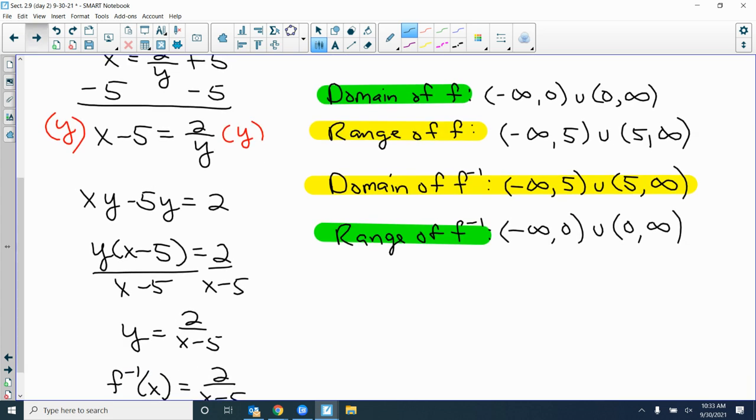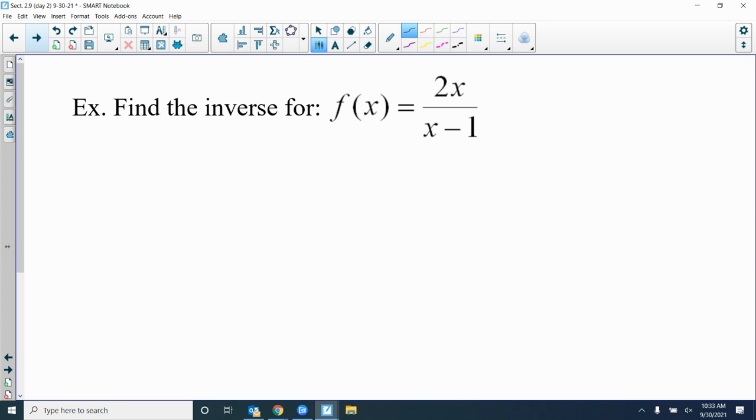Let's take a look at one more. We're going to find the inverse. We're going to do a couple that are a little bit messy here. We're going to take the f of x out and let that equal y: 2x over x minus 1. Now we're going to do that flipping. Everywhere there's a y, you're going to make it an x, and everywhere there's an x, you're going to make it a y. All right, go ahead. I want you to think through how we're going to solve for y. I'll go over it in a second.